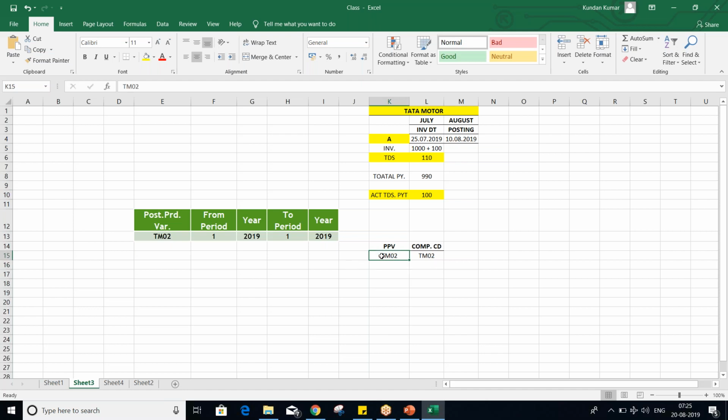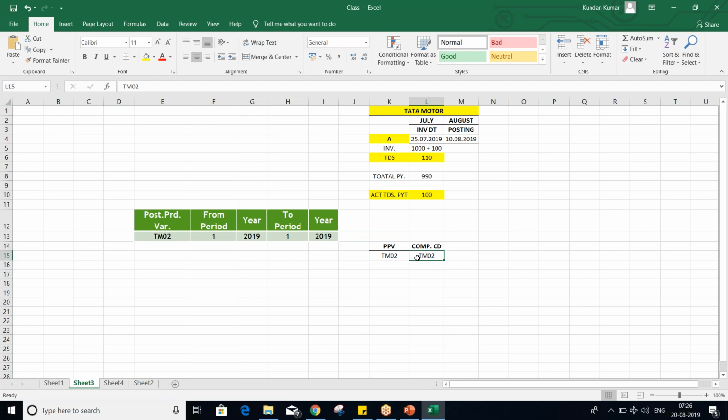So we have defined a posting period variant, and it is going to be assigned against your company code. Assignment is also required, guys, because I have defined this posting period variant for Tata Motors, that you know and I know. How will SAP come to know? So the assignment must be there. We have defined a posting period variant, and then we have assigned it against our company code.